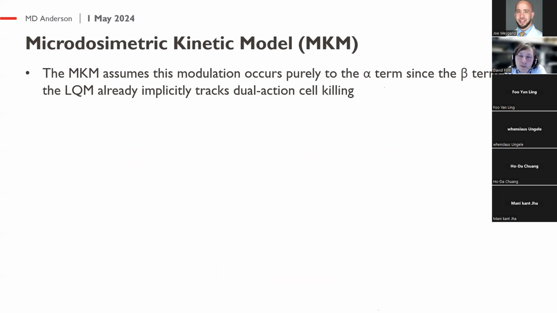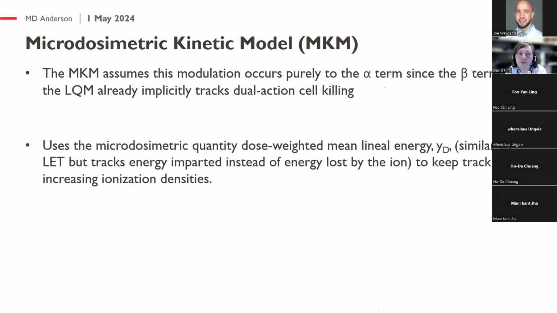So then what the MKM does is it assumes that the modulation to the alpha and beta parameters only occurs in the alpha term, since beta already implicitly tracks dual action cell killing. And so this model leaves beta invariant and just focuses on alpha.